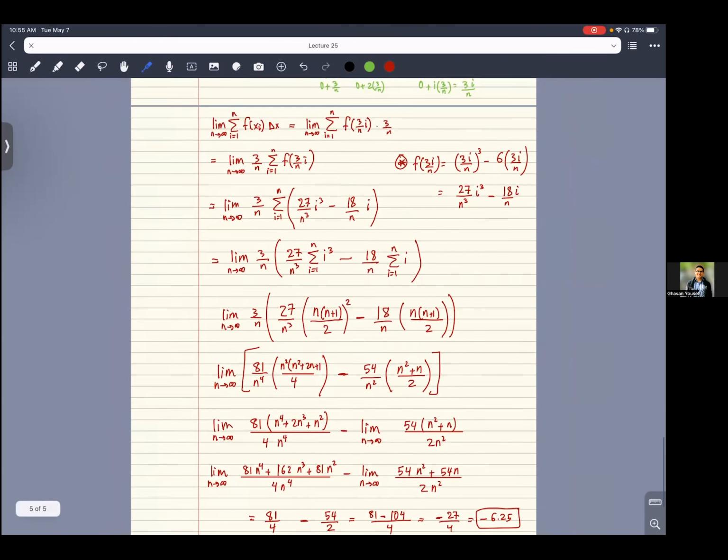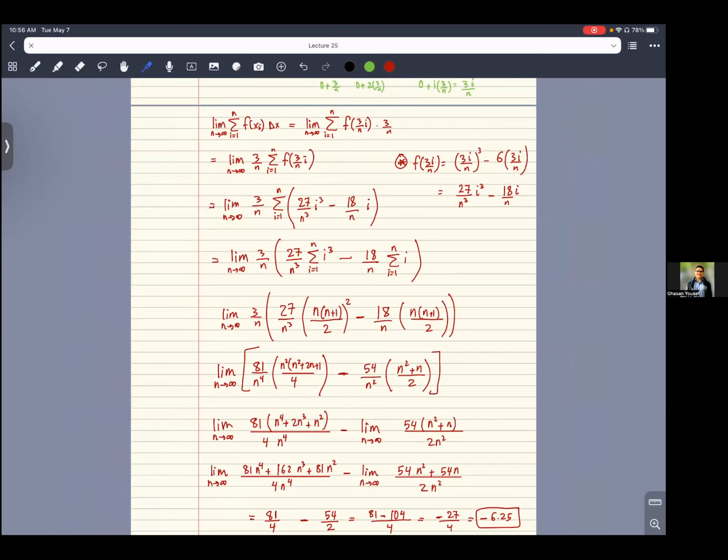You have to use the limit of the sum of f of xi times delta x. You have to find the delta x, you have to find the f of xi, you have to find the sum of the f of xi, and you have to use the limit to find the value of the integral.